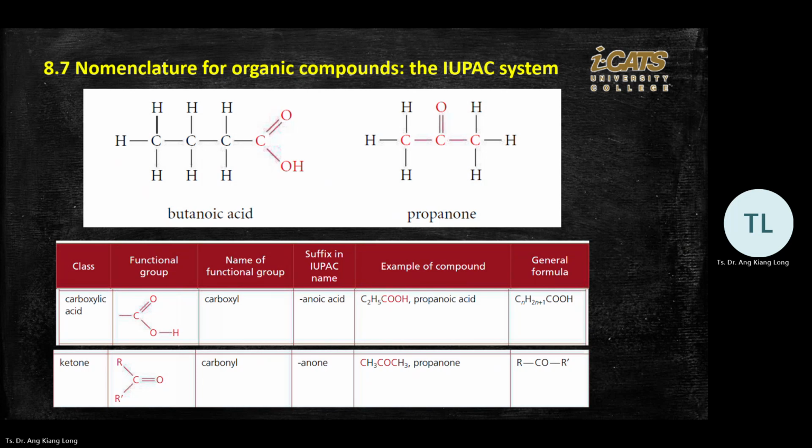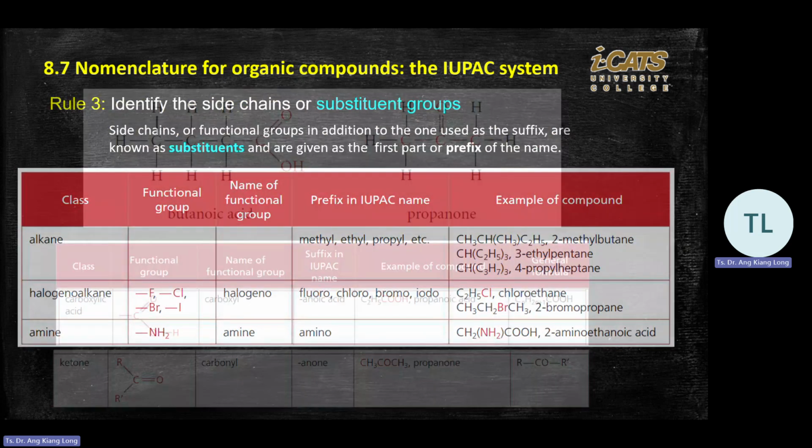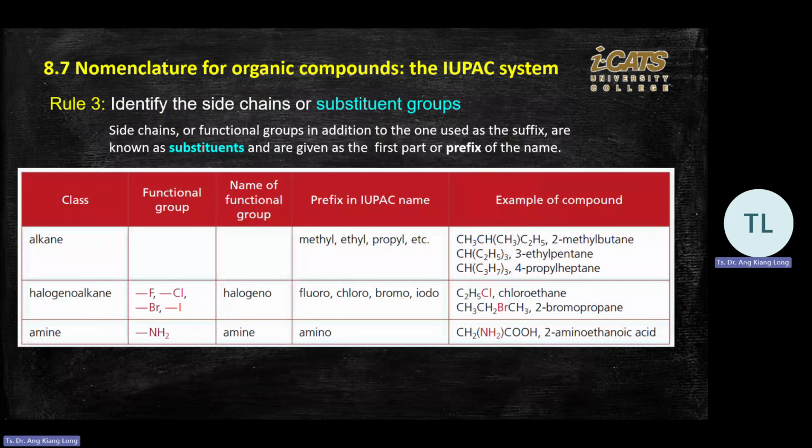Okay. So we repeat the same one. After the functional group, identify the side chain or the branch. First, look at the carbon main chain first. Second, you look at the carbon. Is there any branch out with all those functional groups?